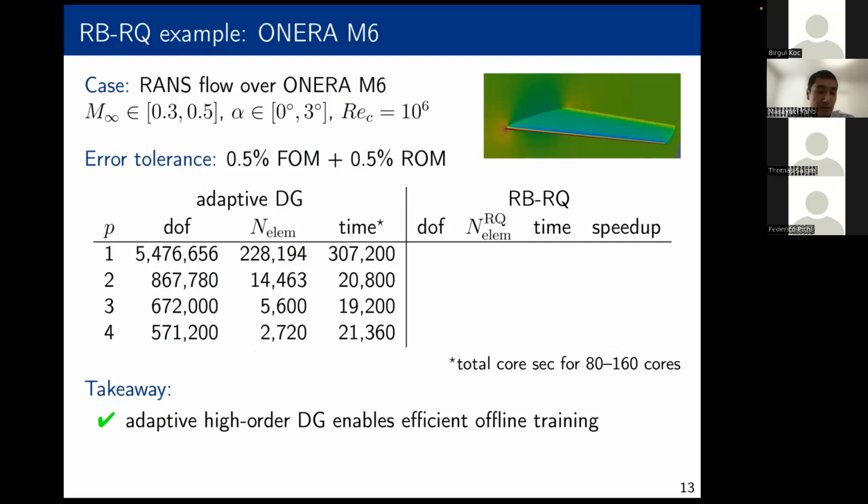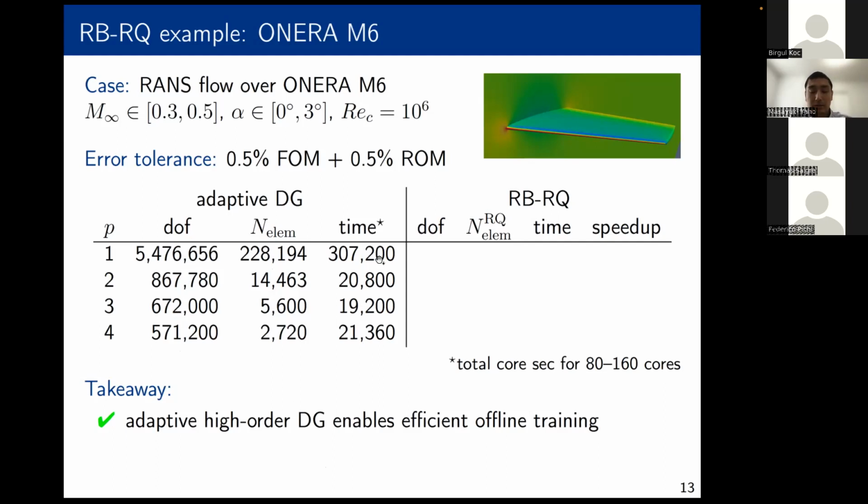And on the left in the table, I'm summarizing the result of solving this problem using the adaptive DG method. Now, this is a result we've already seen at the beginning of the talk. I'm just summarizing it in tabular form. Again, the key takeaway is that as the polynomial degree increases, the number of degrees of freedom required goes down significantly. The number of elements also goes down, and computational time also goes down. Okay, so the adaptive high-order DG method does enable efficient offline training compared to just using the standard linear method.